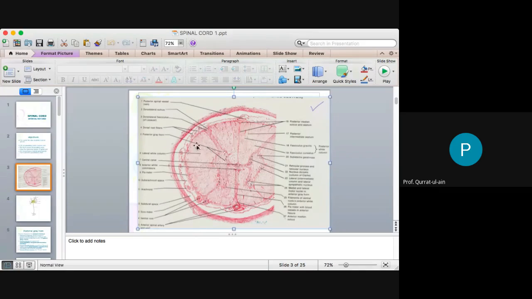And this is the lateral white column, the posterior white column, and the anterior white column. And the connecting zones are the anterior commissure and the posterior commissure, right? These fissures are the posterior median fissure, and this is the anterior median fissure. The pia mater is the membrane which is immediately surrounding it. Then there is the arachnoid mater, and then there is the dura mater.